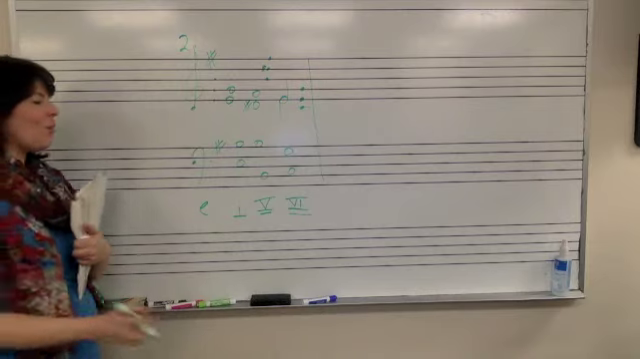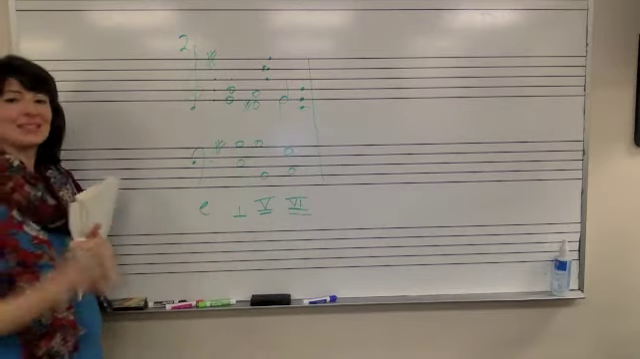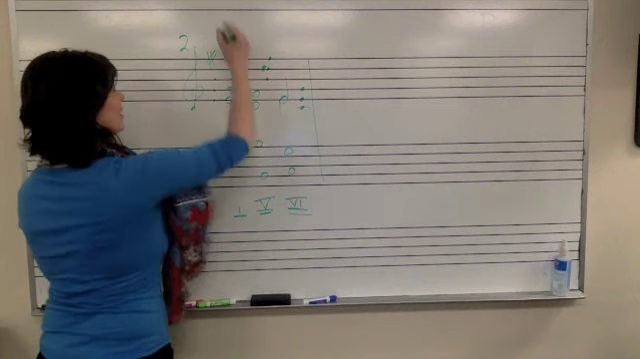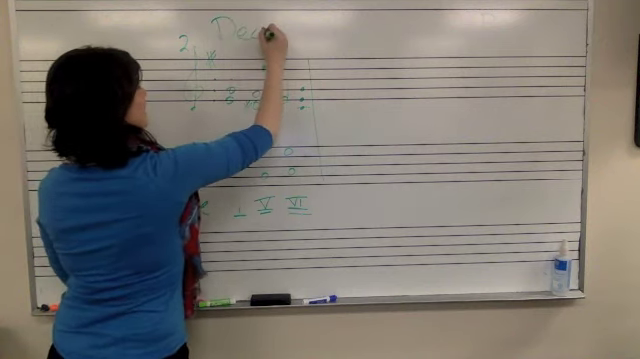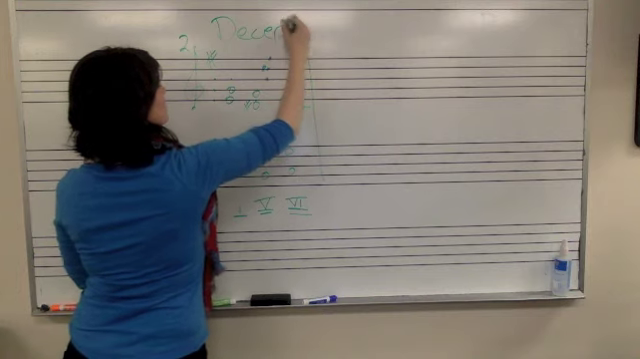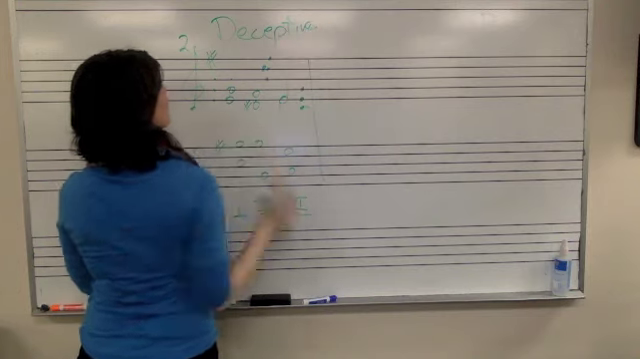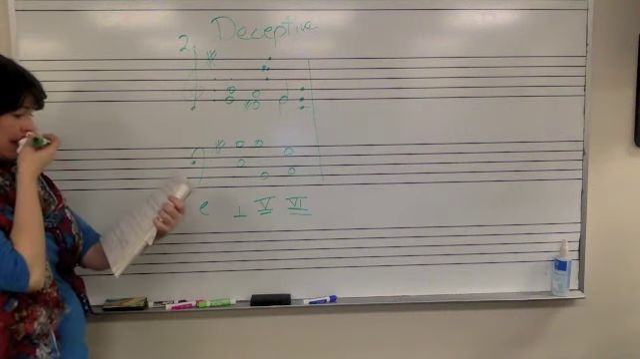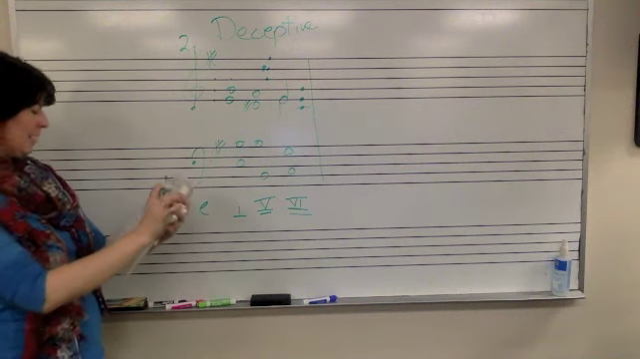So it's not a 1, which tells us if we have 5 to something else that isn't 1, it's called a deceptive cadence. So all we do is we label deceptive at the top. All right? Does that make sense to everybody? So just do that. That's 5.1.